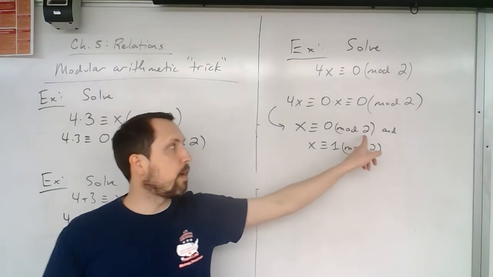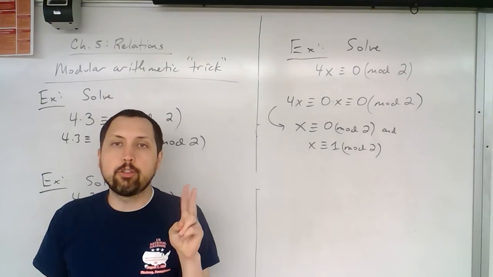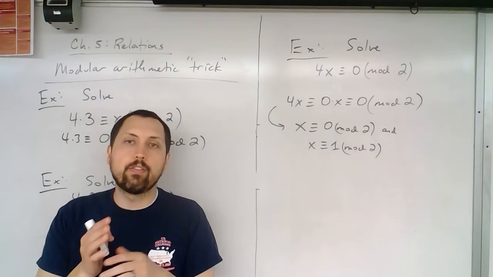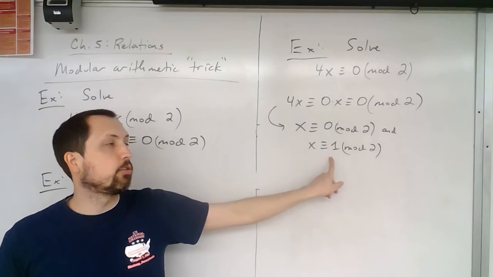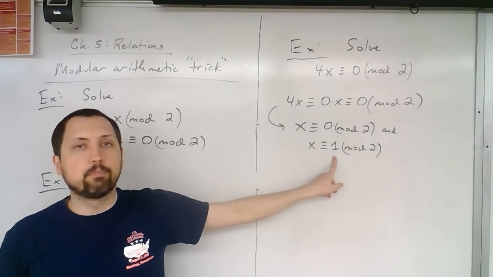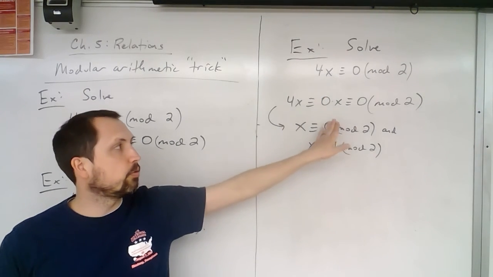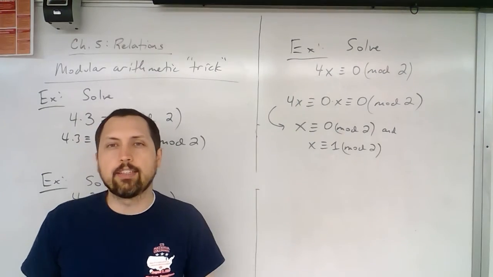Because remember, when we're looking at this mod 2, there's only going to be two of these equivalence classes: those equivalent to 0 mod 2 and those equivalent to 1 mod 2. So we can use this trick as well to just help simplify things if we would like.